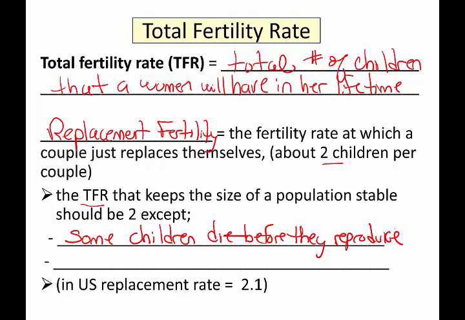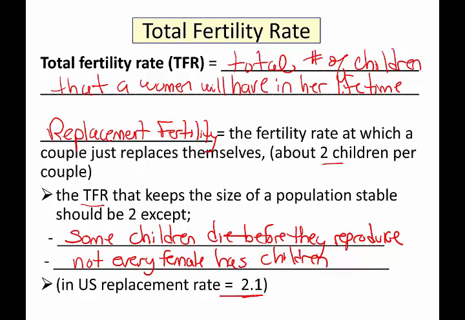Okay, so if someone has a child that dies before they reproduce, then they need to have another one in order to replace themselves. And not every female has children. So if one female doesn't have a child, then another couple has to have an extra one to replace her. In the U.S., the total fertility rate is around 2.1, which indicates that some females do not have children and some children die before they reproduce.